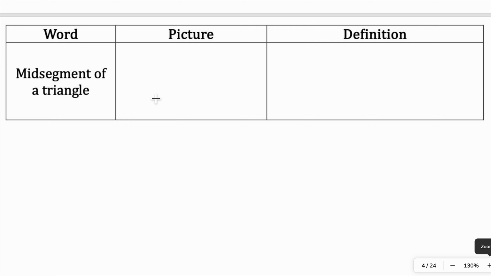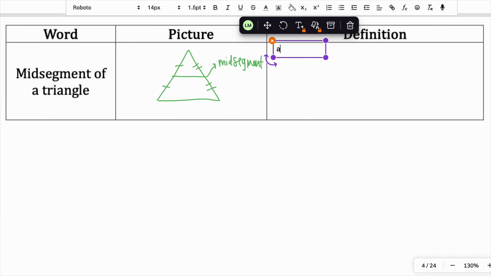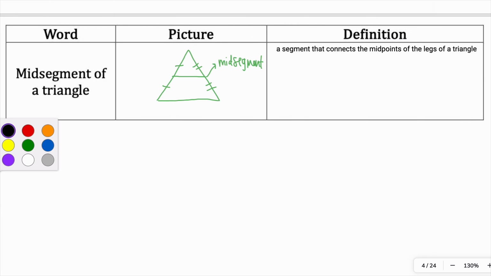First thing we want to know is, what is a midsegment? So it kind of goes along with a midsegment of a trapezoid. You've got a triangle, and the midsegment is going to cut in half the lengths of a triangle, okay? So this line right here is called the midsegment. And the definition we want to use here is just a segment that connects the midpoints of the legs of a triangle. So that's all we really need to know for the midsegment of a triangle.